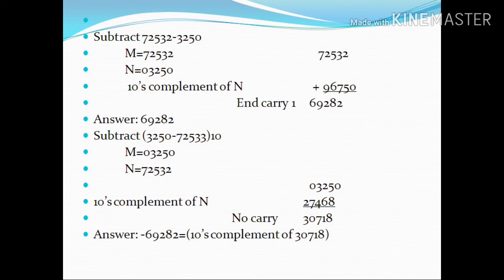So in the first case, where the smaller number is subtracted from a larger number, we are adding something, getting some carry also, and discarding the carry, we get our resultant value. So that value will be positive. Now in the second case, the carry is not coming, so the result will be negative, and for that purpose we are just taking the result, making the tens complement once again, and giving the negative sign in front of that number. Just go through it once.